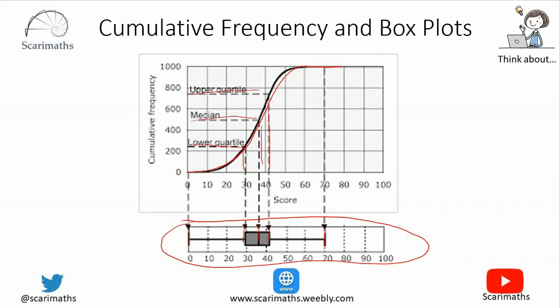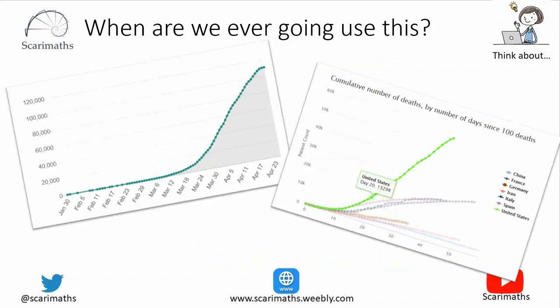But from here you can see there's an upper quartile, a median and a lower quartile, and they relate exactly to the box plot. Now I know a number of you are going to say to me, when am I ever going to see or use this curve? When are we ever going to need to know about the cumulative frequency, let alone the box plots? Well, box plots are very powerful when comparing two sets of data, but cumulative frequency is being used massively at the moment. In fact, here are two graphs that you may have seen over the last few weeks.